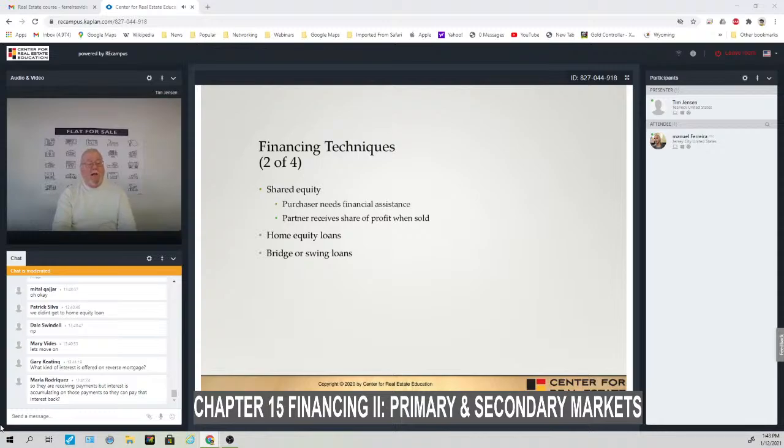However, if you're using it for any other reason except for home improvement, then the mortgage interest you pay on that loan is not tax deductible against income. But this is how a home equity loan works.